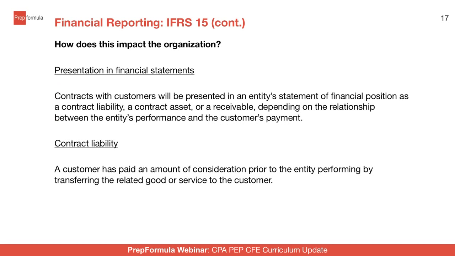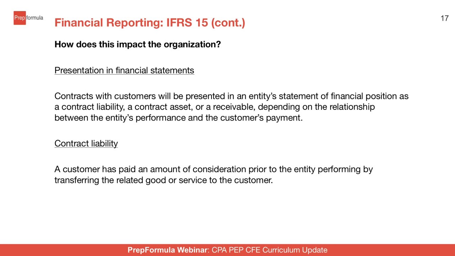How does this impact your organization? So how does this impact any case? Number one, it's a presentation in financial statements. Any contracts with customers will be presented in the entity's statement of financial position as a contract liability and a contract asset or a receivable, depending on the relationship. Any contract liability at that point would be a customer basically paying something prior to the entity performing or transferring the related good. Until that point, it would be very similar to that.